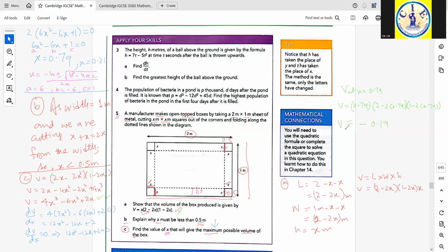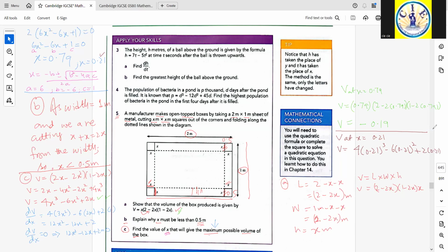In this case, the volume is becoming negative 0.19. And now if we calculate the volume at x equal to 0.21, this other value of x, that will give me 4 times 0.21 cubed minus 6 times 0.21 squared, and then plus 2 times 0.21.